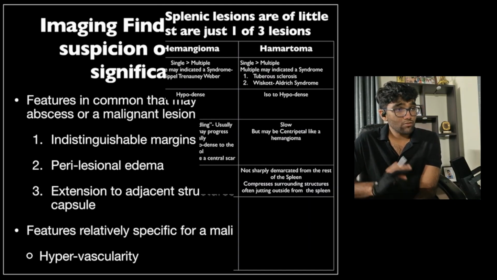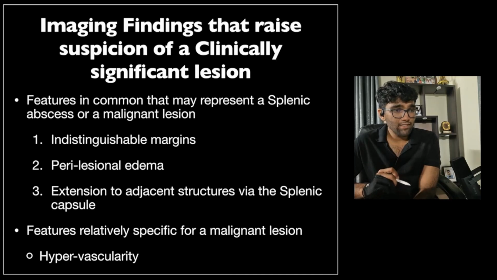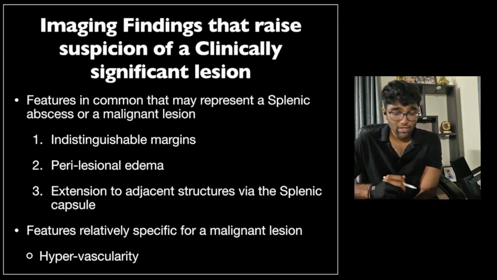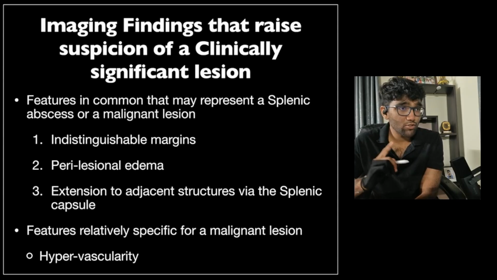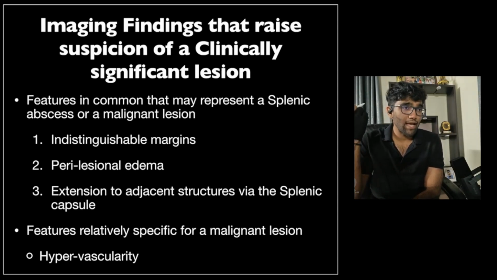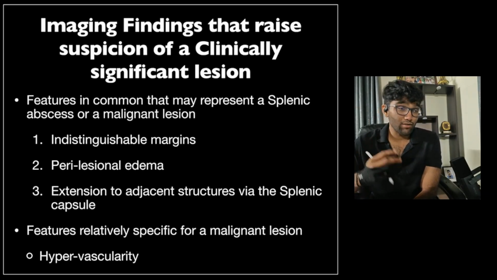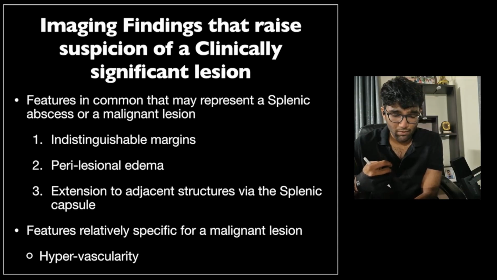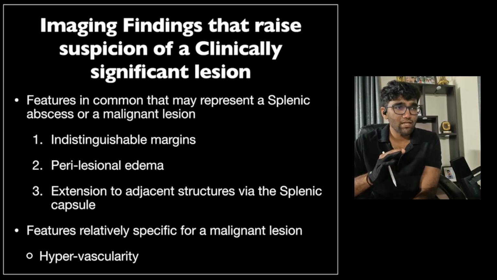Now, when you have a benign lesion of the spleen, essentially what you're interested in is whether it is really benign or not. Or rather, is it of clinical significance or not? It could be of clinical significance in two situations: if there is a splenic abscess or a malignancy. There are three radiological findings that strongly suggest an abscess or a malignancy. First, a lesion that is poorly demarcated. The second is significant perilesional edema around any lesion within the spleen, and the third is an extension to adjacent structures.